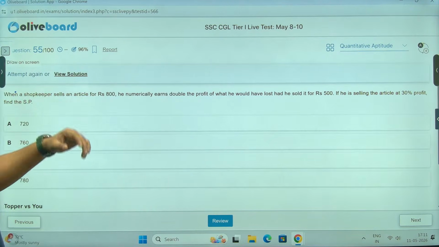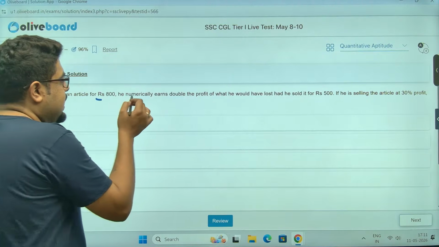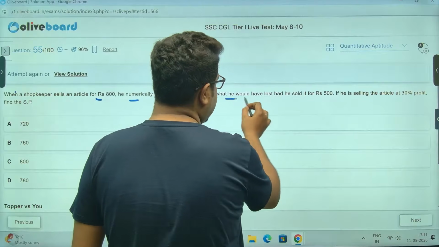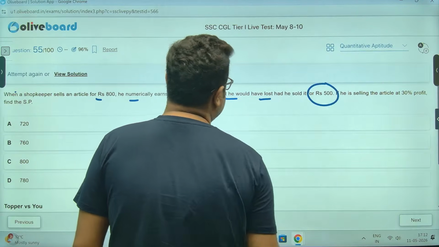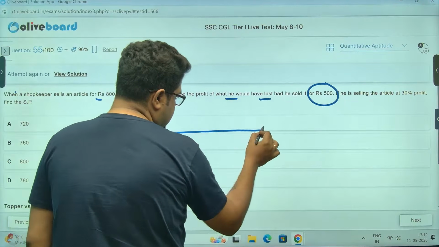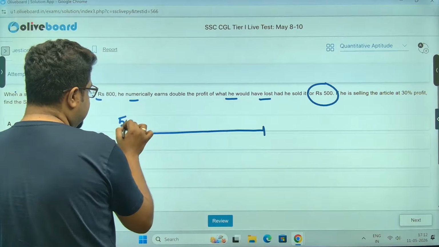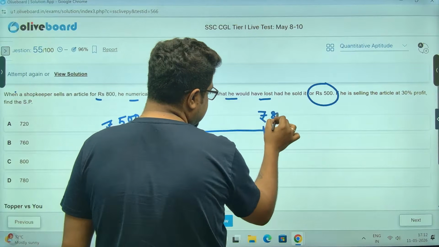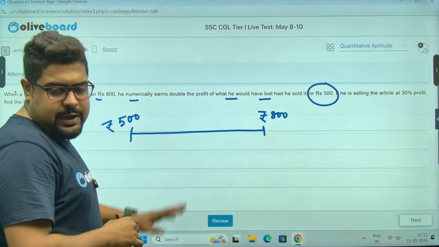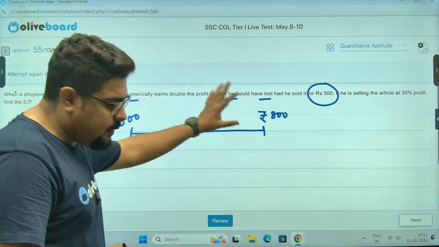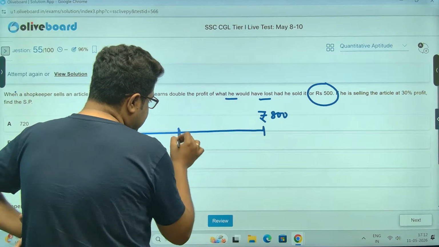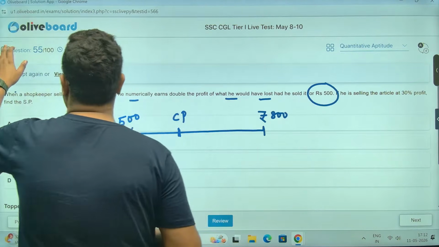When a shopkeeper sells an article for 800, he numerically earns double the profit. What would he have lost selling it for this, sir? This is 500 rupees, this is 800 rupees. Here he is making profit, here he is making loss. So CP must be somewhere in between, sir.